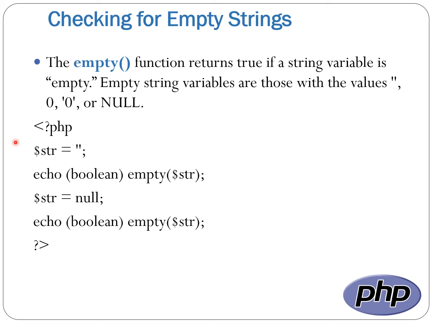Here we have an example. This is the PHP opening tag. $str is equal to empty single quotes. Then echo boolean of empty of $str. Empty of $str means we are checking whether there is any content in the str variable. The str variable currently has no value, so the empty function will produce a boolean true. So a true value will be produced here.